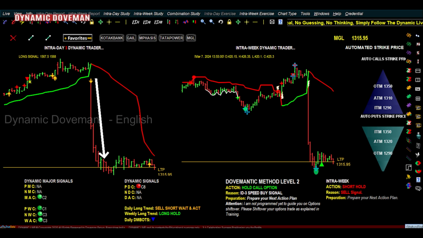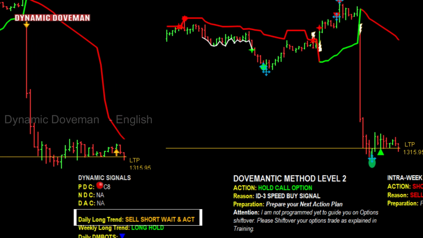All right. But anyways, as you see, as of now, the price has reached the dynamic major signal at the bottom. From there, it's been trading very flat. But then, along with this, if you look at the information at the bottom, the daily long trend says sell short, wait and act. What does it mean? When the price of the stock came down sharply, the daily long trend said sell short, wait and act, which also means that don't sell it here.